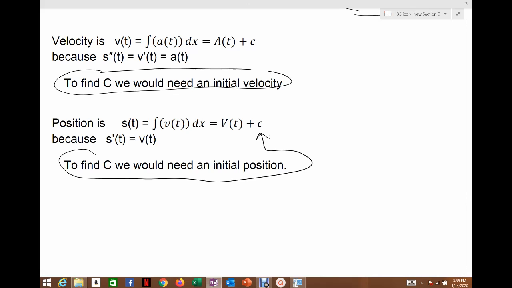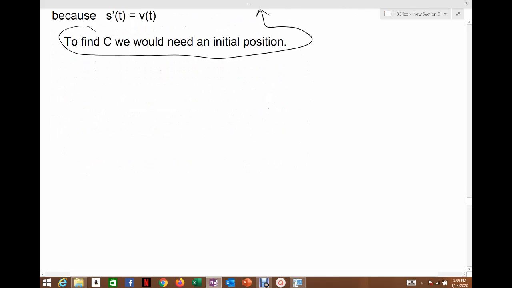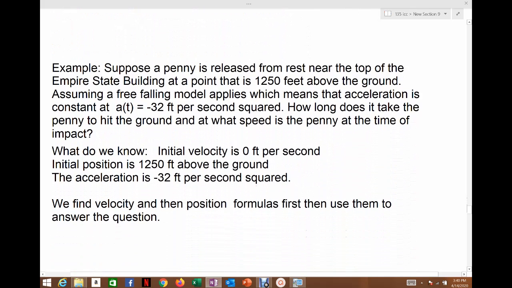So we're going to look at specific applications of this, where we're going to work backwards from our derivatives and our second derivative, our acceleration, to get us to velocity, and our velocity to get us to position. So our first example.